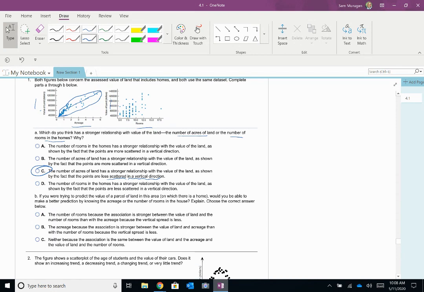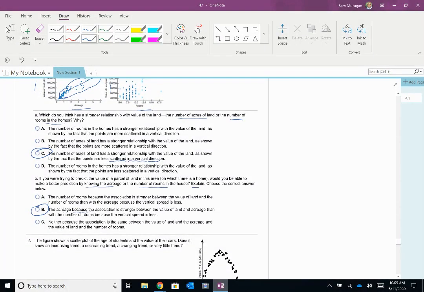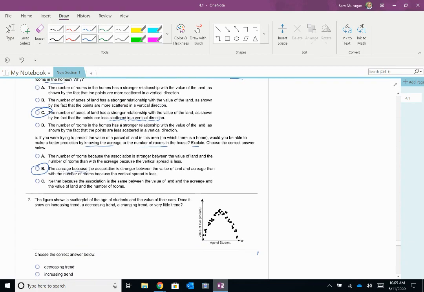If you were trying to predict the value of a parcel of land in this area on which there is a home, would you be able to make a better prediction by knowing the acreage or the number of rooms? Explain. So we've already concluded that acreage shows a stronger relationship with the value of the land. So we're going to go with the acreage right here, because the association is stronger between the value of land and acreage than with the number of rooms, because the vertical is less spread, and it's actually the same type of answer for part A.